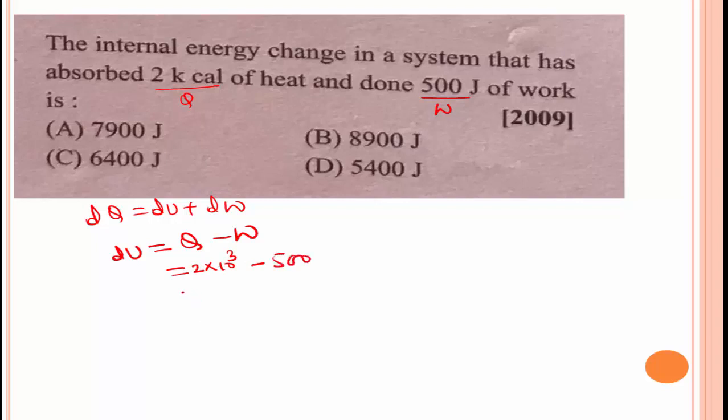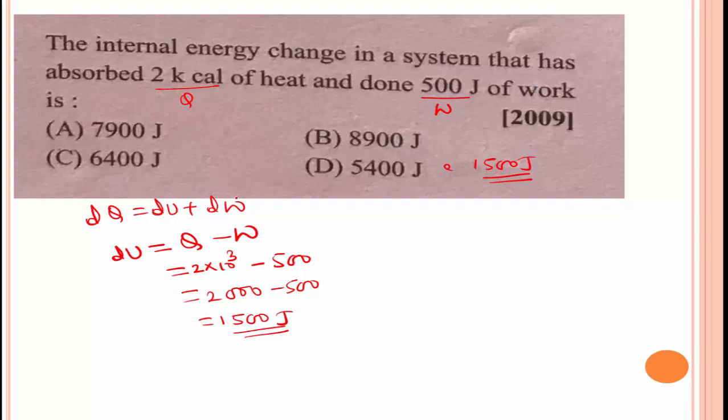2 kilocalorie is 2 into 10 to the power of 3. 10 to the power of 3 means nearly about 1000. 1000 into 2 is 2000. 2000 minus 500. The answer is 1500 joule. The option is 1500 joule, but here the options are wrong. The exact answer is 1500 joule, because the internal energy change in a system that has absorbed 2 kilocalorie of heat and done 500 joule of work.